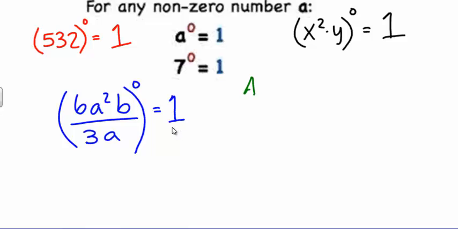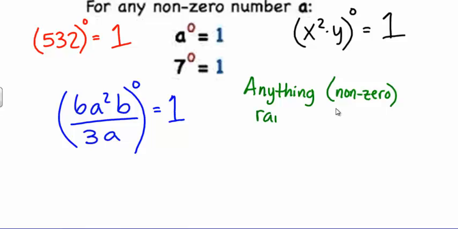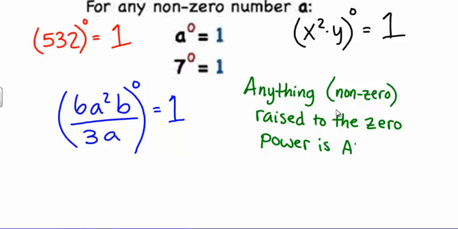So I want you guys to write this into your notes, that anything, providing it is non-zero, so let's make sure we add that, providing it is non-zero, raised to the 0 power is always 1. We're going to put always 1 in all caps to really emphasize what we're trying to say. Anything non-zero raised to the 0 power is always, always, always 1.